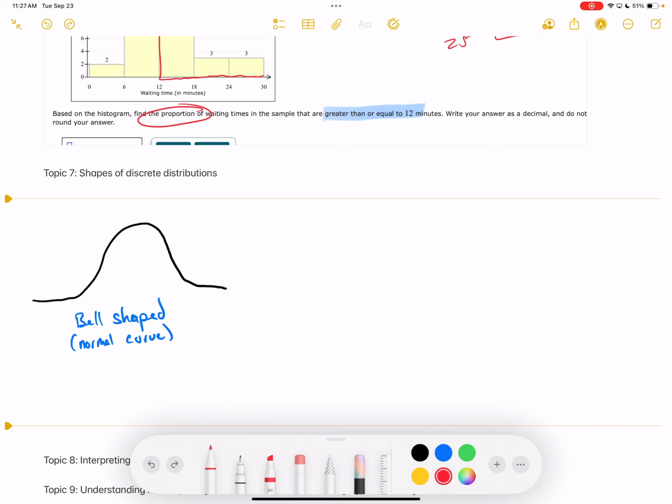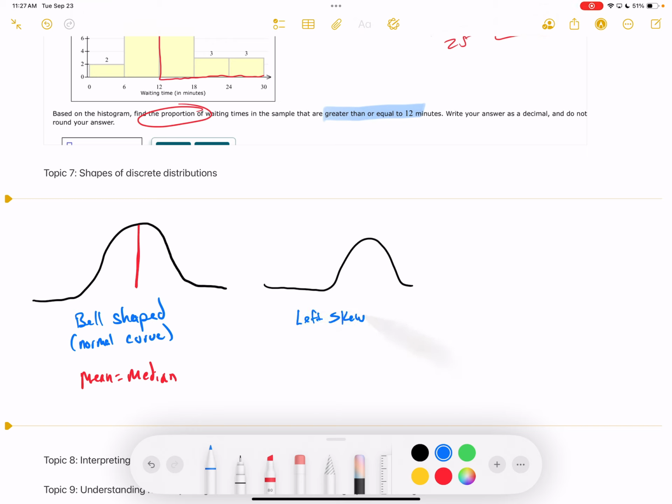The other big one, they call this a left skewed distribution, or skewed left. Skewed right looks like this. You'd think I mixed it up because when I look at this, all my data is over here on the right, but I wrote skewed left. And all my data is over here on the left, but I wrote skewed right.